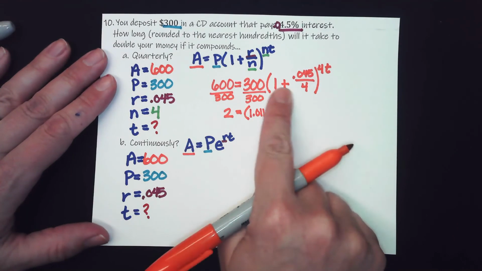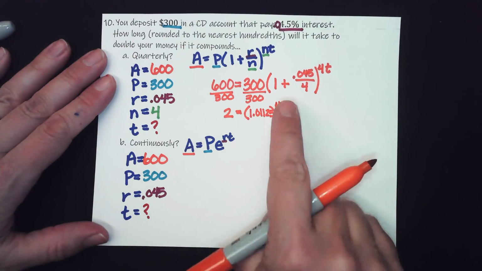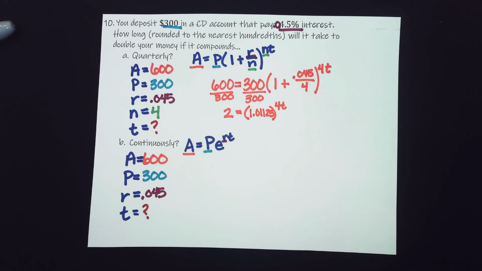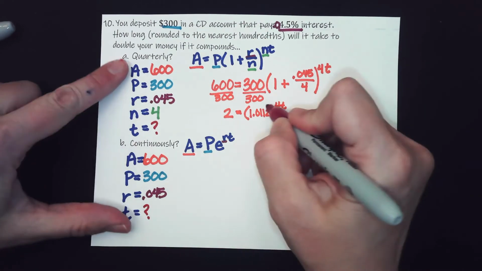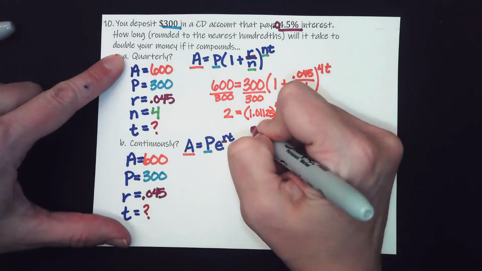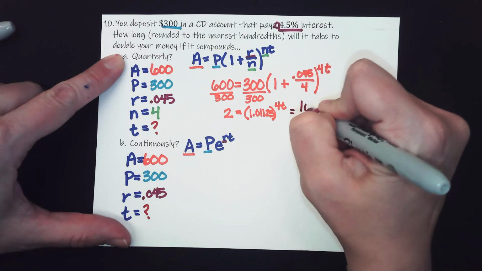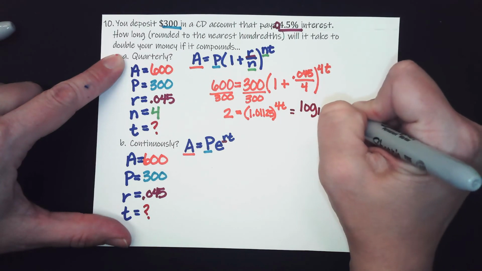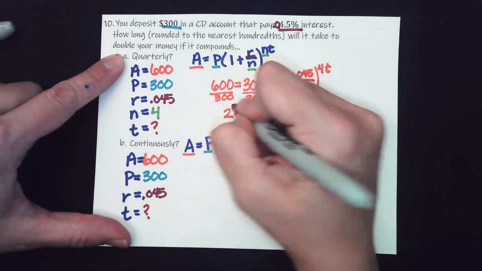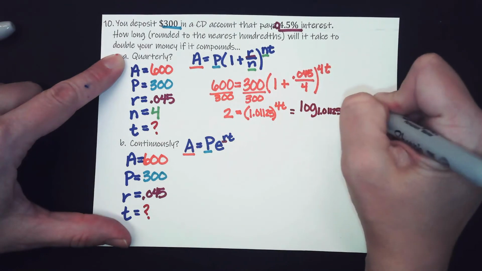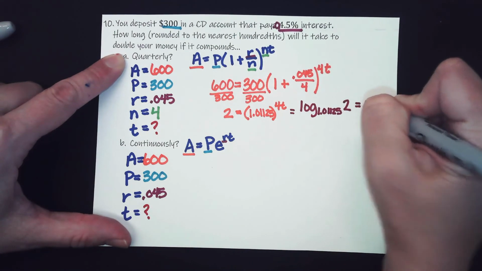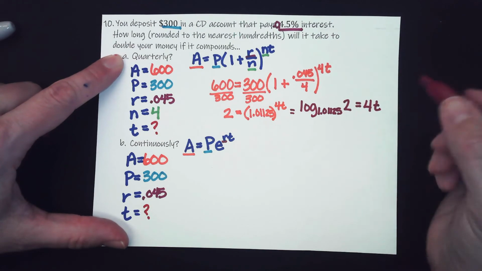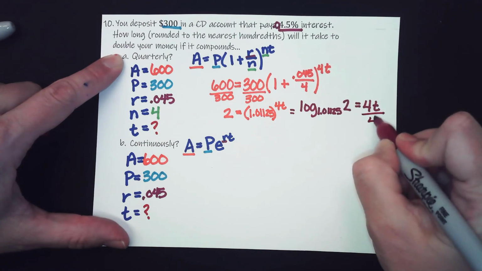All right, but now I need to get this variable out of my power. So I have to write this as a log. So when I do that, it's this base. So I have log base 1.01125. Jump over the equal sign, so it's of 2, equals the power, which is 4t. And to get that variable by itself, I need to divide by 4.